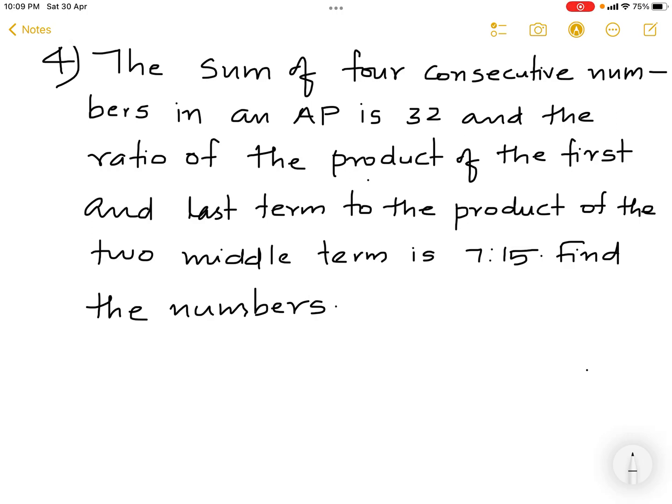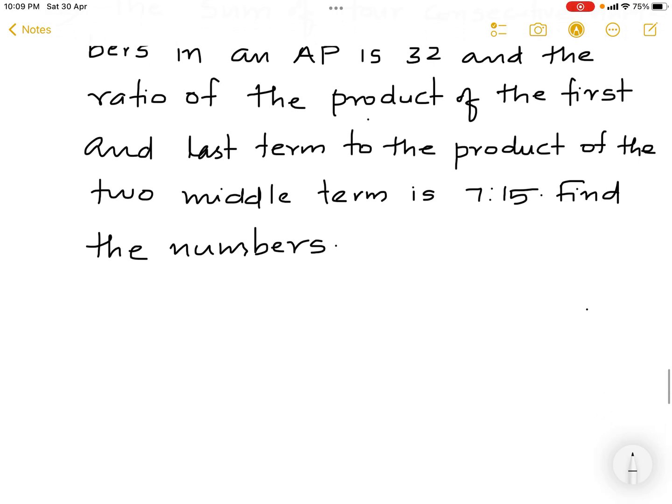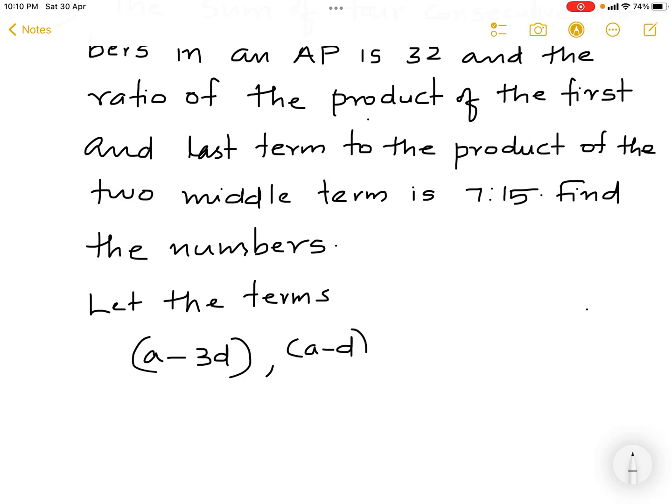Whenever you are asked to take four numbers which are in AP, we must take the terms as: let the terms be A minus 3D, A minus D, A plus D, A plus 3D.